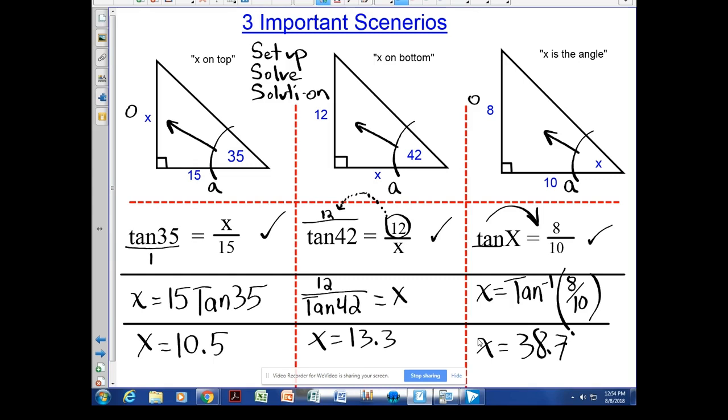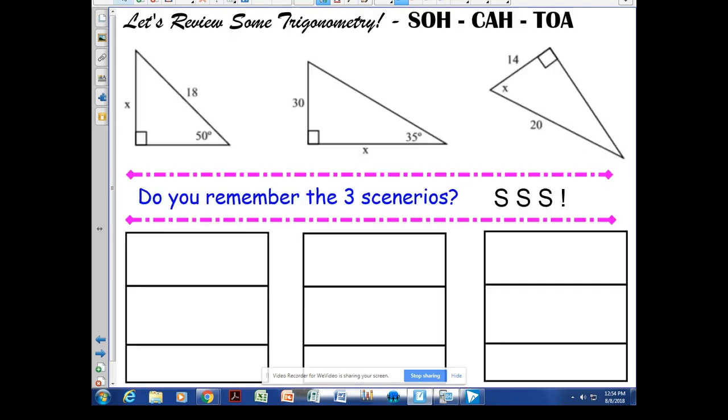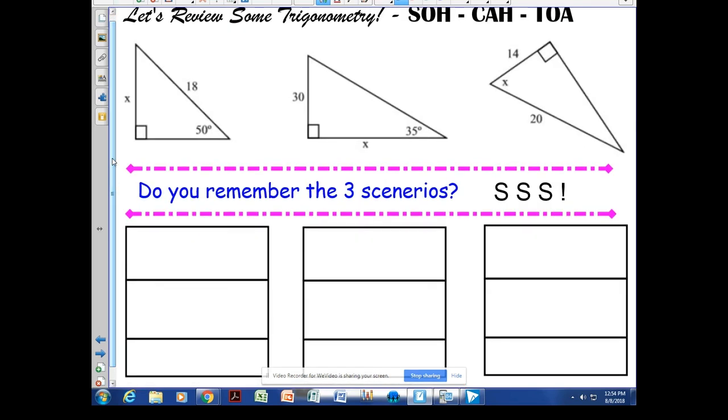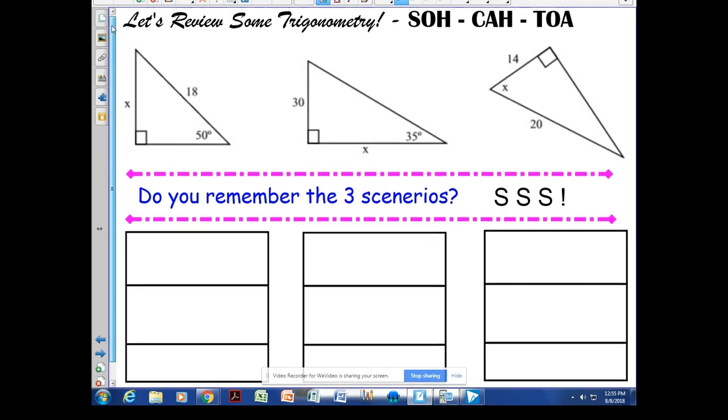And that right there are the most important basic skills in right triangle trigonometry. So before we finish, let's just go to one more page and see if you could do all 3 S's, the setup, solve, and solution for these 3 problems. Go ahead, press pause. Okay, let's check our answers.